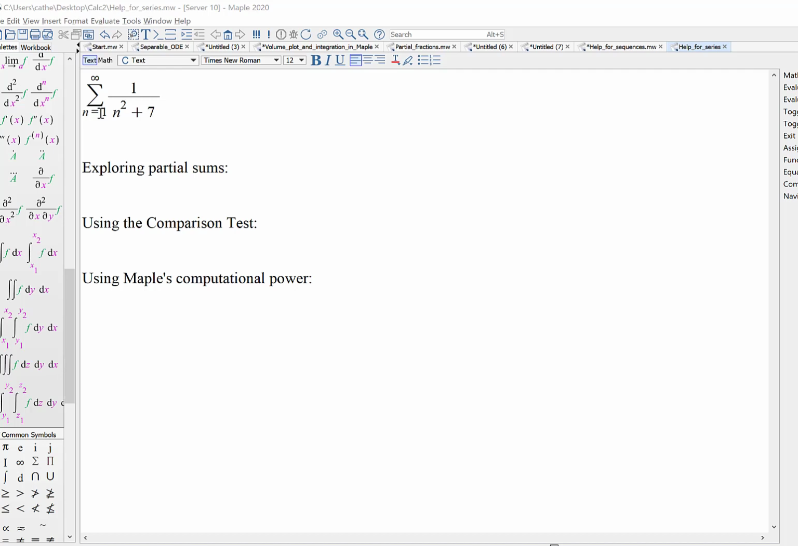And we can't ever get there. I cannot physically add up an infinite number of things in my lifetime. So we're going to need to use some analysis here. All right, to get started, let's explore some partial sums.